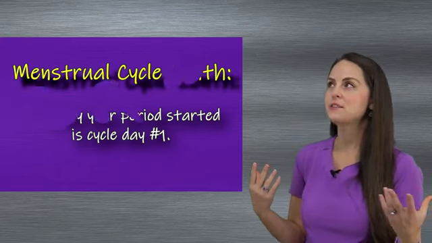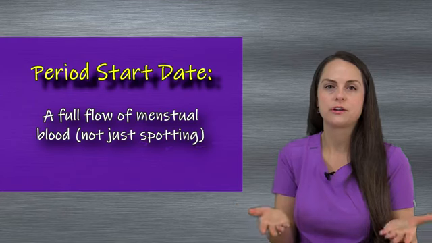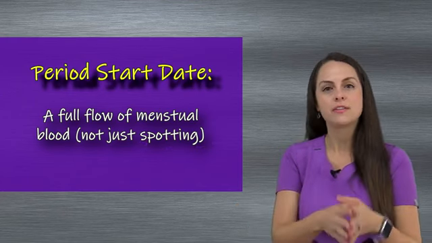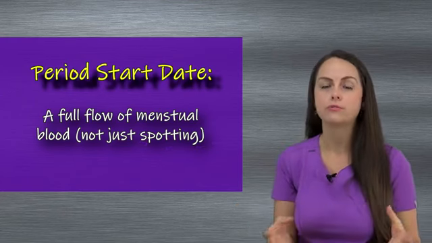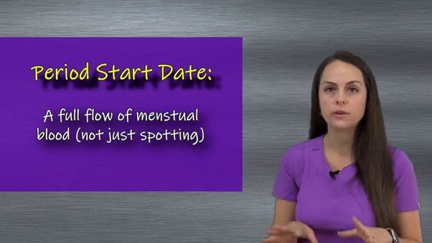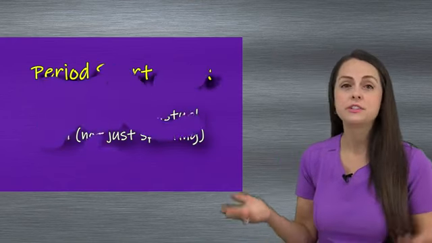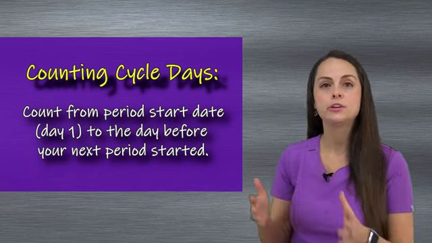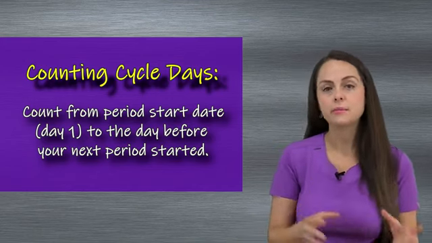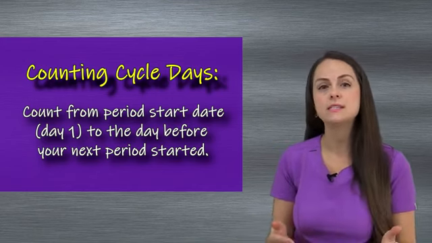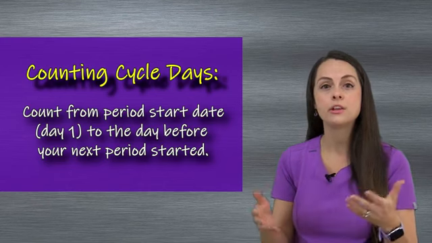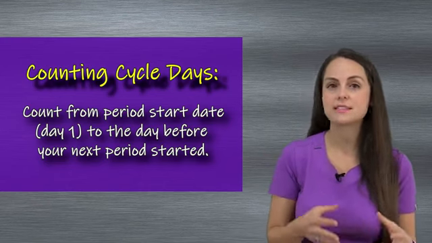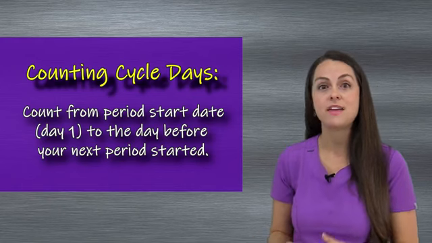So how do you know this was actually the day your period started? Well, you want to make sure that that day is when you had an actual flow of menstrual blood. We don't count spotting. And then when you've determined that, you're going to keep counting your cycle days. And you're going to keep counting until you get to the day before the day of when your next period started, because this represents the last day of that cycle.